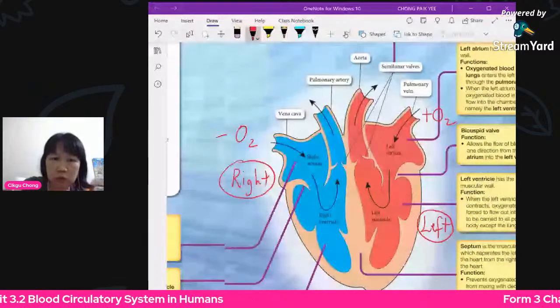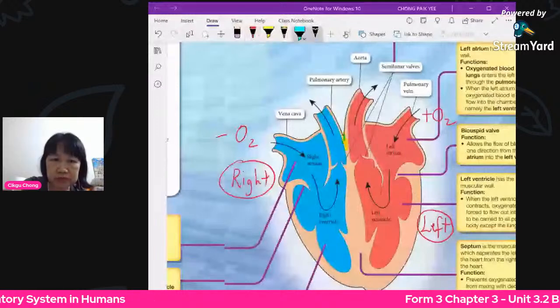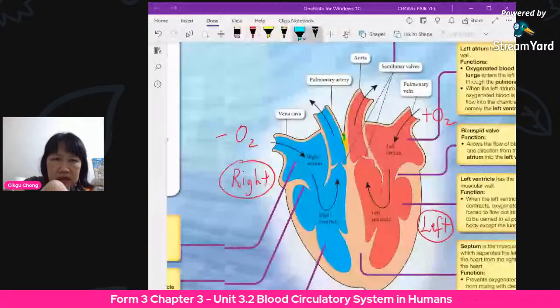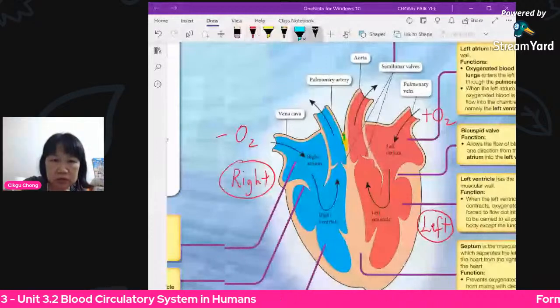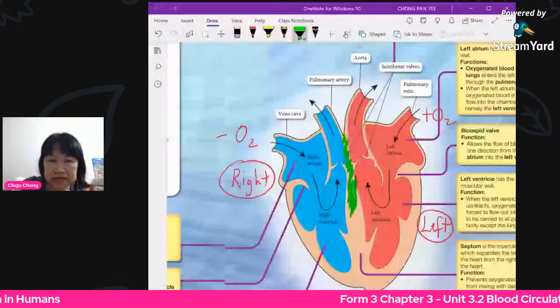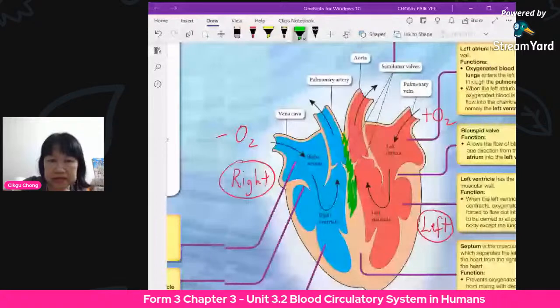You see here in the middle, there is a very important wall, which I'm going to color with a contrasting color, green. You see, it's a thick wall that separates the left and the right. Okay, so this wall, like a dinding, a partition, separates the left and the right side.